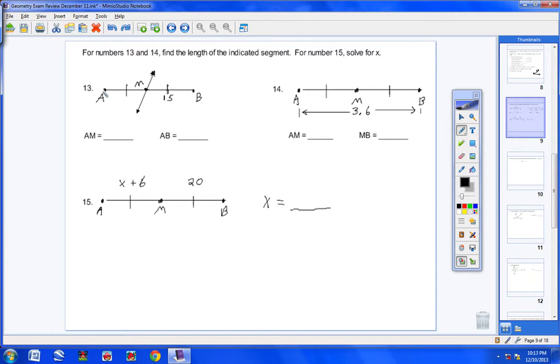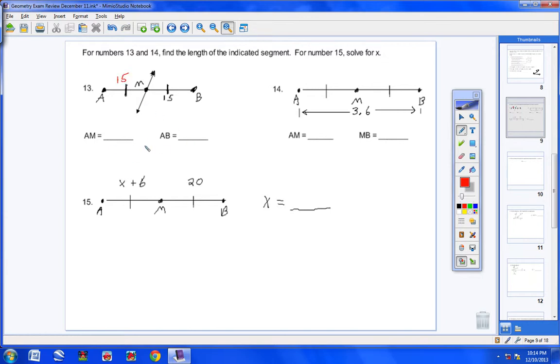I have segment AB. Do you see that? Segment AB. And notice I have a slash through AM. This is point M. And notice I have a slash through MB. What that means is this segment here is congruent to this segment here. Okay? So, if MB is 15, then AM is also 15.